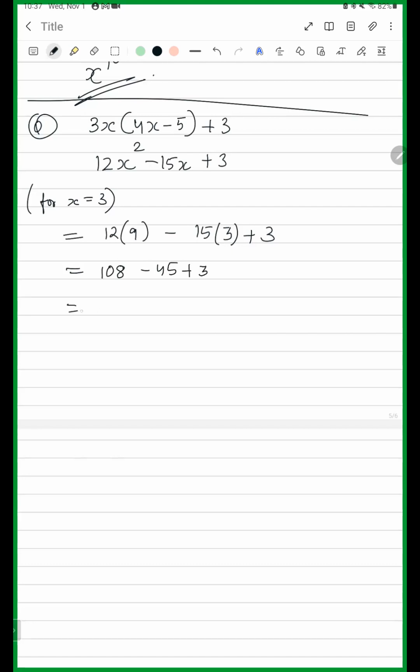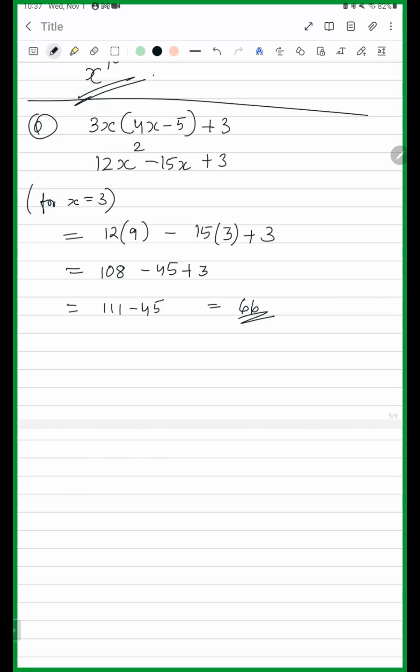Okay. Plus 4 minus 45 plus 3. And then this becomes 66. Very good. 66. So for x equals 3, we have found.